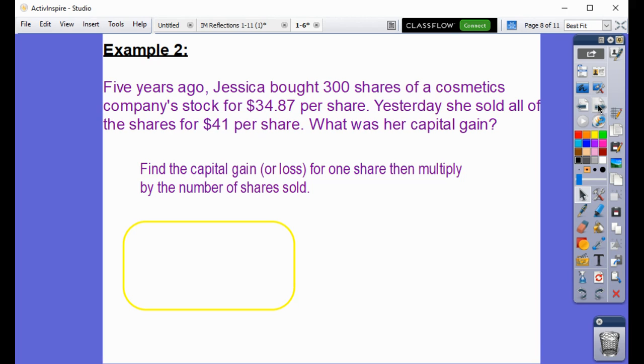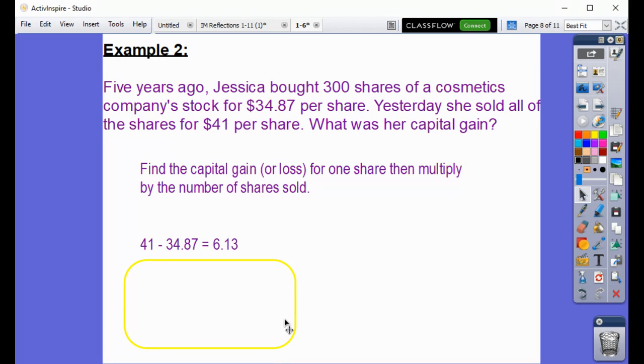Example 2. 5 years ago, Jessica bought 300 shares of a cosmetic company stock for $34.87 per share. Yesterday, she decided to sell all of it for $41 per share. So what was her capital gain? In this case, what I'm suggesting that you do is to find the capital gain or loss for one share and then multiply it by the number of shares sold. You could also just find out what was the total that she had. You could do those totals, but to me, this is just a little bit more easily figured and using smaller numbers.